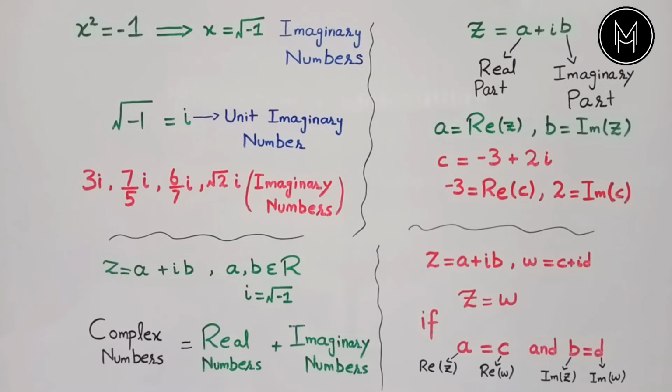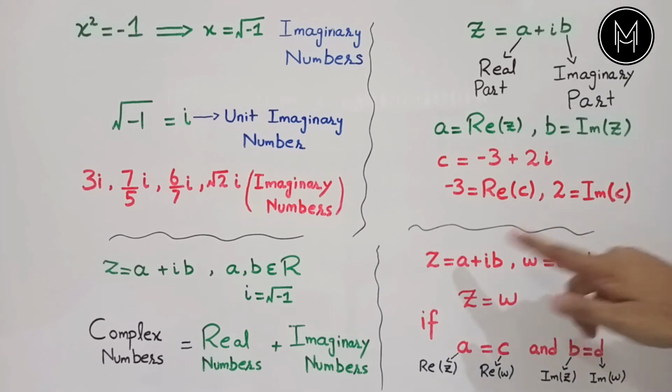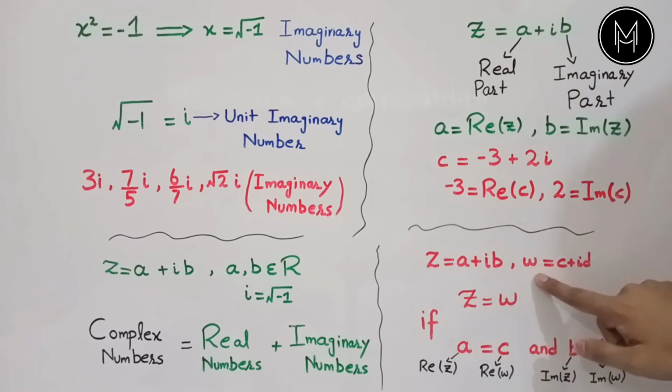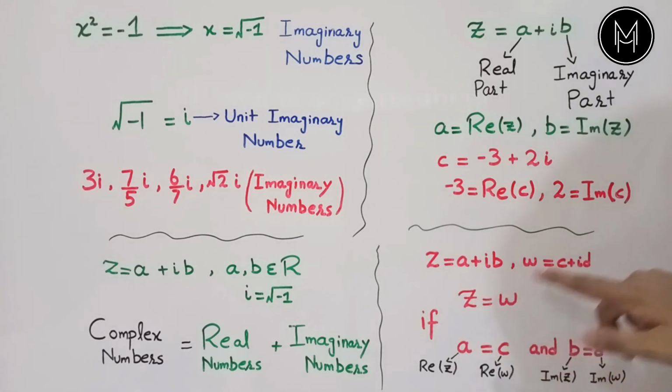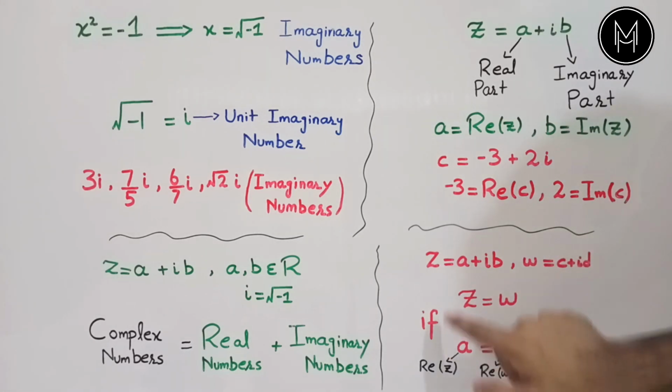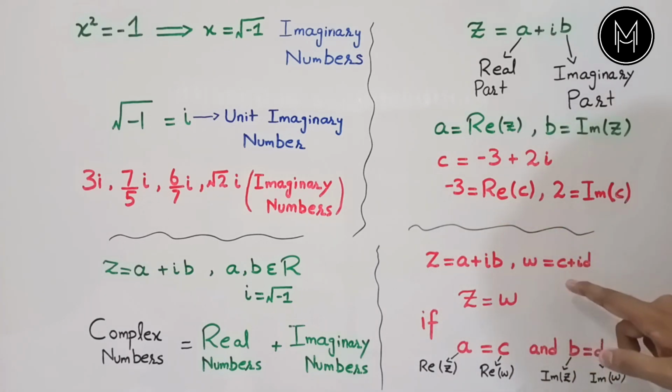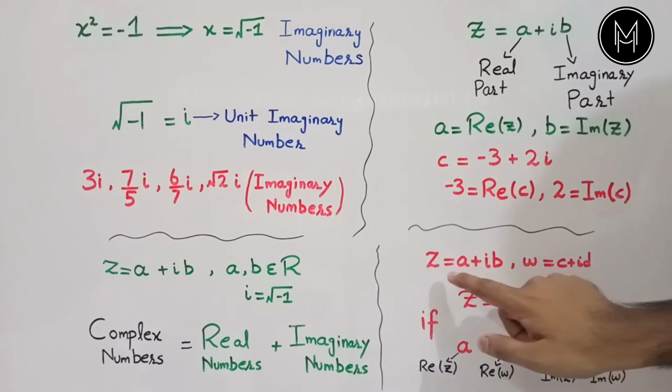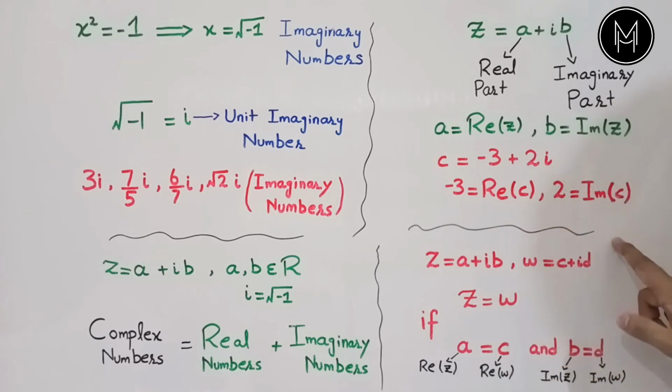For example, we have two complex numbers z and w in general form. z is equal to a plus iota b and w is equal to c plus id. Now these two complex numbers are equal only if the real part of z is equal to the real part of w and the imaginary part of z is equal to the imaginary part of w, meaning a is equal to c and b is equal to d. So this is the method by which we can confirm whether two complex numbers are equal or not.